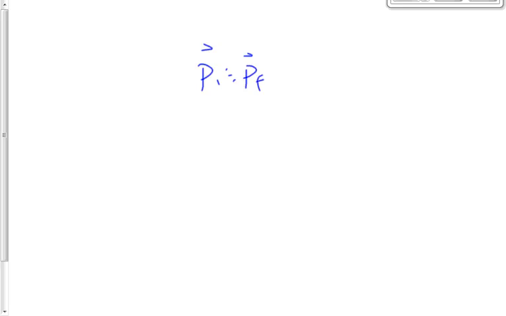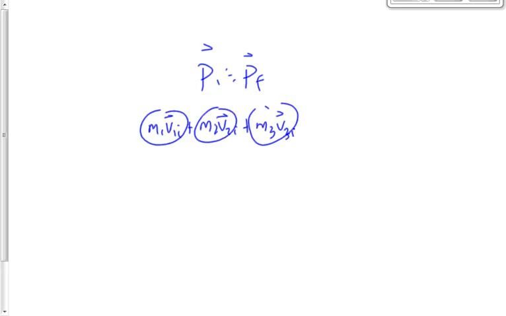We've got to look at the momentum before and after, and then count up how many objects we have. If we have 3 objects, then it's going to be M1 V1 initial plus M2 V2 initial plus M3 V3 initial, right? MV for each object that we have. If we have 14 objects, then it's going to be all the way up to M14 V14 initial.